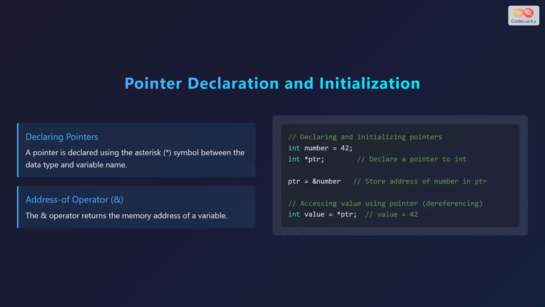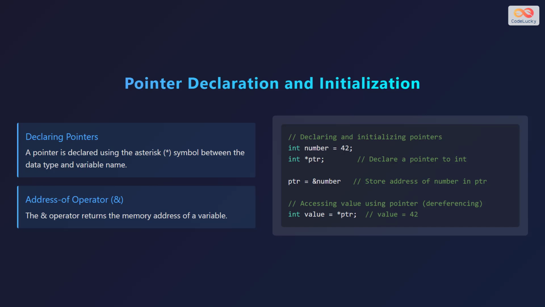Now let's discuss how to declare and initialize pointers. A pointer is declared using the asterisk symbol. This symbol is placed between the data type and the variable name. For example, int asterisk ptr declares a pointer that can store the address of an integer variable. The ampersand operator returns the memory address of a variable. To initialize a pointer, you assign it the address of a variable using the ampersand operator.